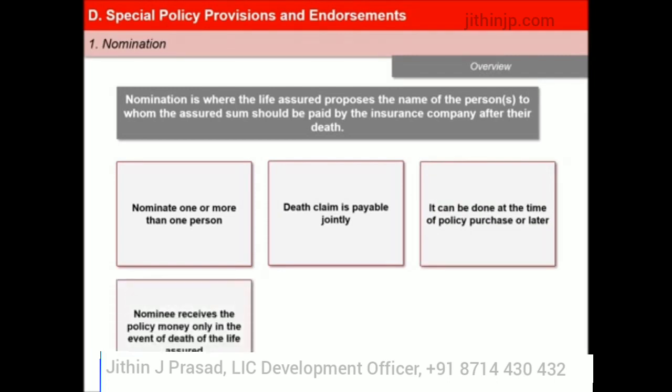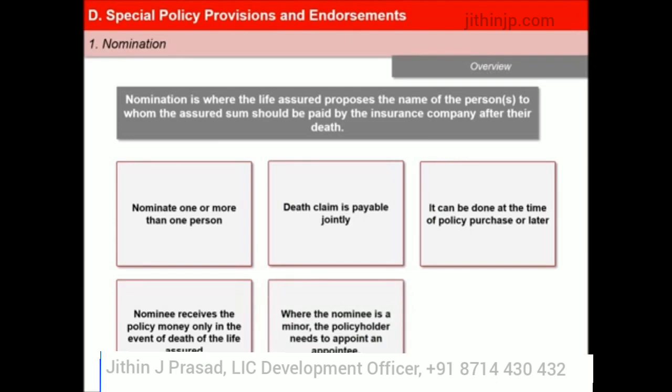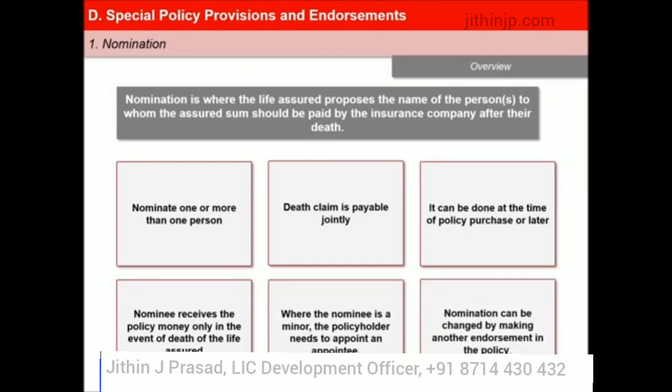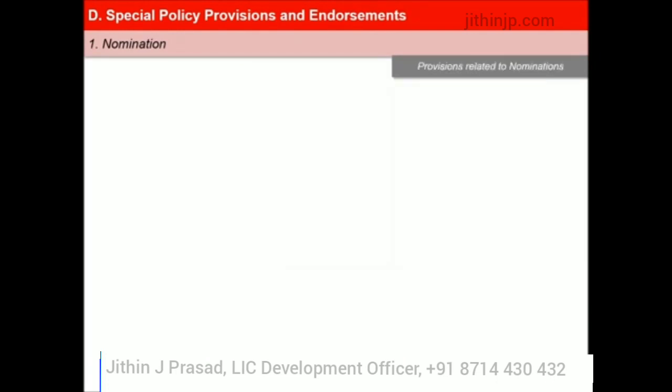Nomination gives the nominee a right to receive the policy money only in the event of the death of the life assured. Where the nominee is a minor, the policyholder needs to appoint an appointee. Nomination can be changed by making another endorsement in the policy. Let us now learn about some legal provisions related to nominations.